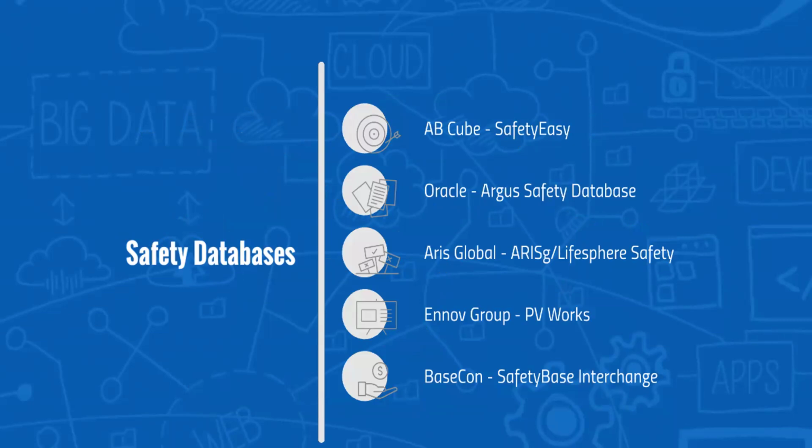Okay, so there are certain safety databases available in the market. First is ABQ's Safety Easy, Oracle Argus Safety Database, Aris Global's ArisG or Life Sphere Safety Database, Ennov Group, PV Group, PvWorks, and Bascon, that is called Safety Base Exchange, Interchange. So these are a few common databases utilized by the PV industry. I am going to cover the major ones: the market leaders are Argus and ArisG, so I am going to cover these two. ArisG is now converted into LSMV, that is Life Sphere Multi-Vigilance. Okay.